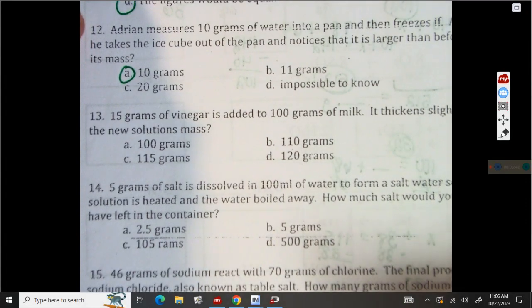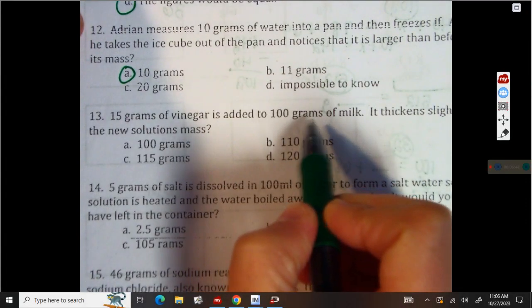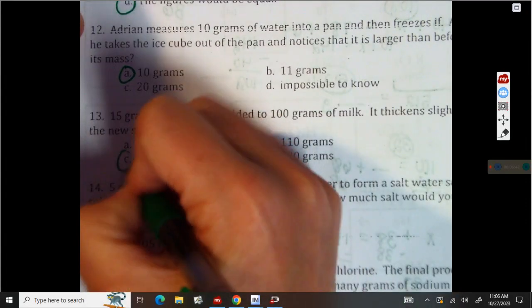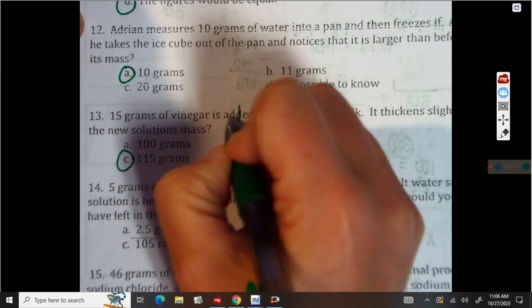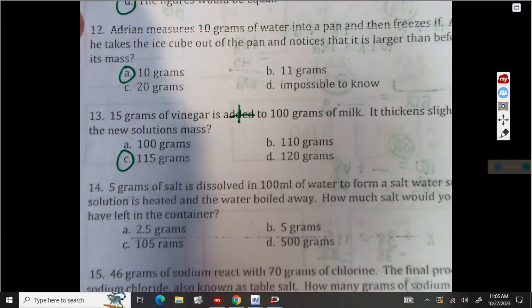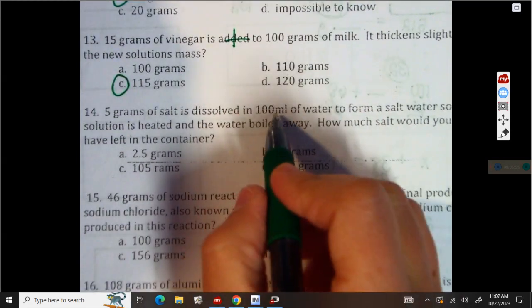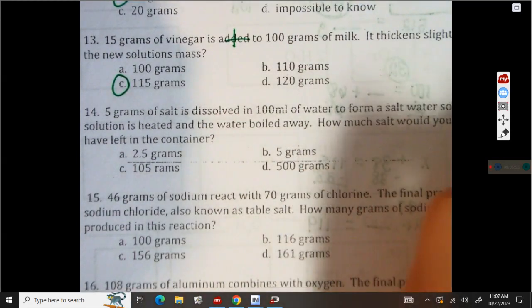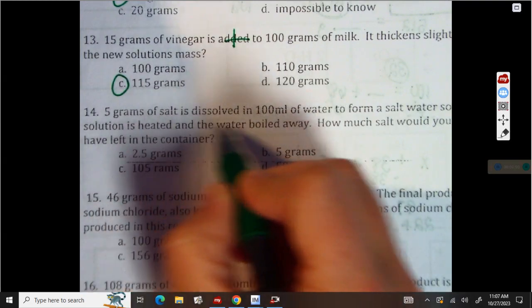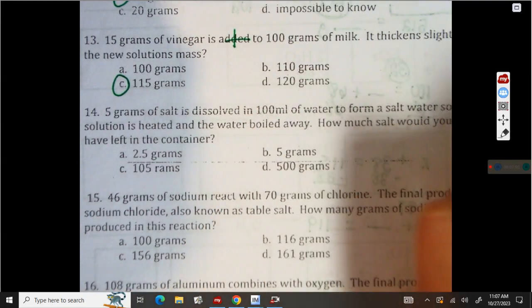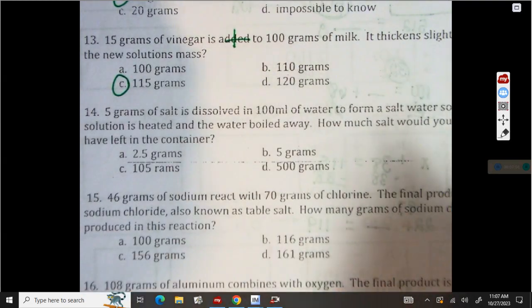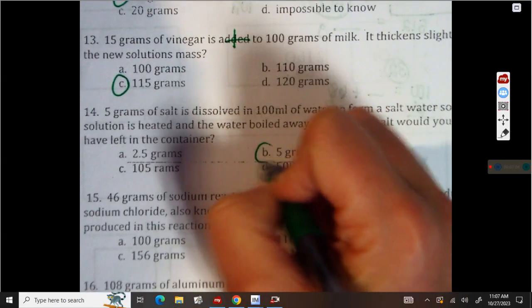13. 15 grams of vinegar is added to 100 grams of milk. What is the mass? 115. It literally says added, so 15 plus 100. 5 grams of salt is dissolved in 100 milliliters of water to form a salt water solution. The solution is heated and the water is boiled away. How much salt would you expect to have left? I would expect to have as much as I started with. B.